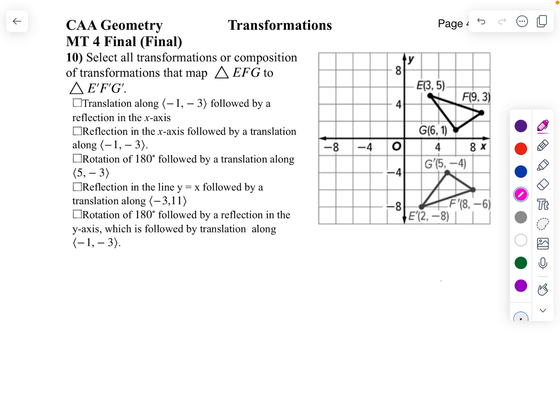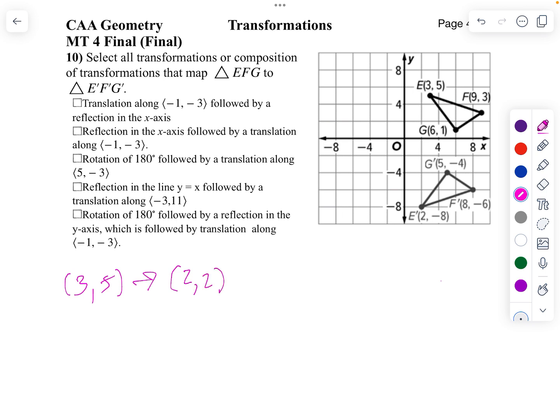On question 10, no matter what solution you got, I got to see some work. So let's pick one of our points. I like E, because they're nice small numbers. I'm going to start with E, which is at 3 and 5. If I look at my first one, I'm going to do a translation along -1, -3. So 3 minus 1 is 2. 5 minus 3 is 2.